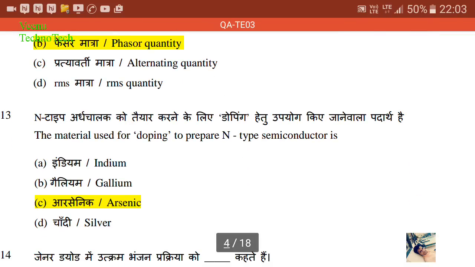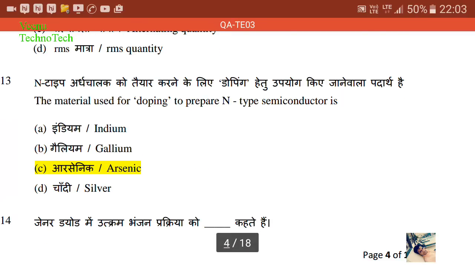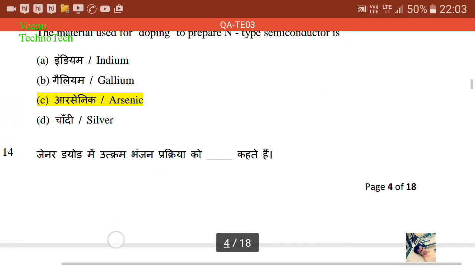The material used for doping to prepare n-type semiconductor. To make n-type semiconductor, we use material having 5 electrons in valence band. In these 4 options, arsenic having 5 electrons in valence band or outer band. So correct answer is C.